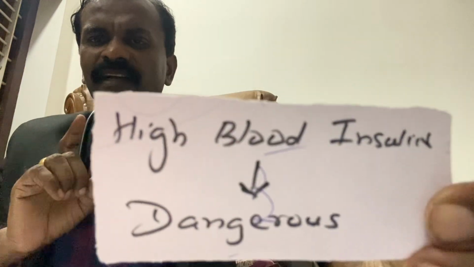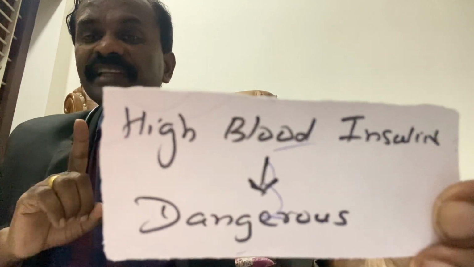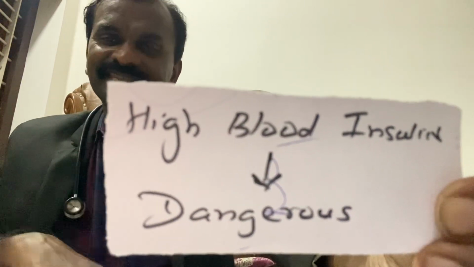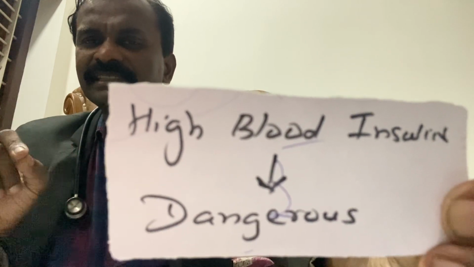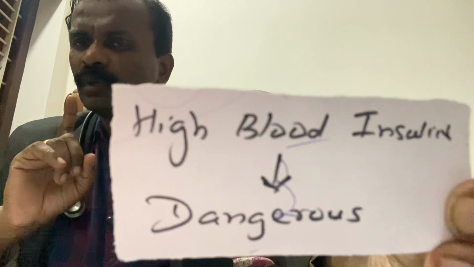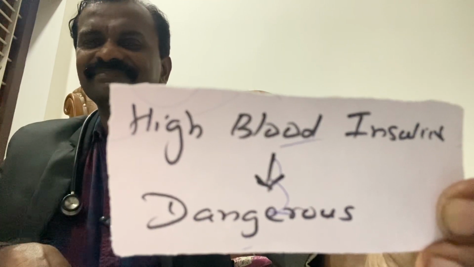Number 2. High insulin in the blood is very, very, very dangerous. Did you write it down? Only if you write it down, you will understand this video. It's very, very dangerous.